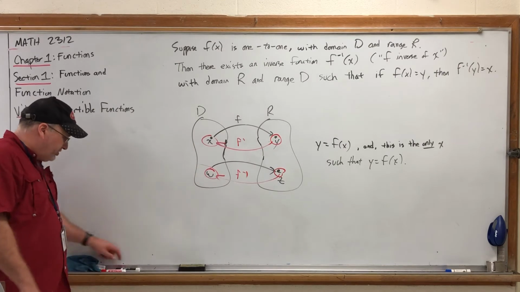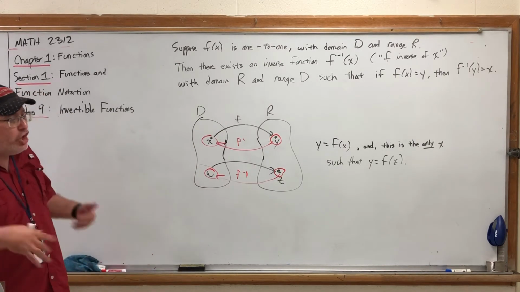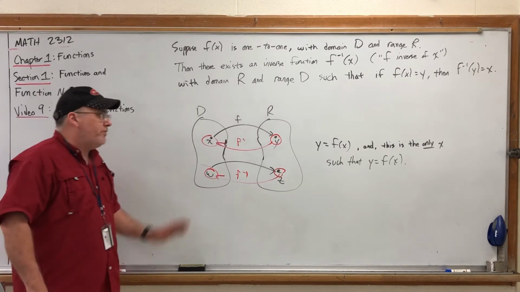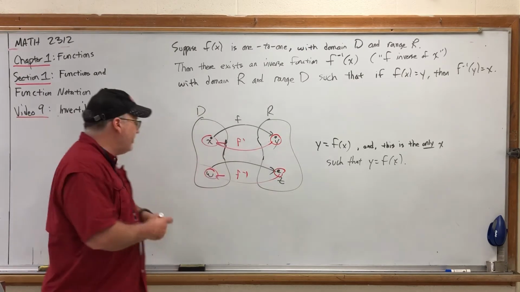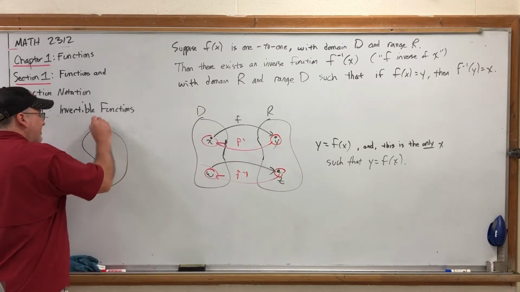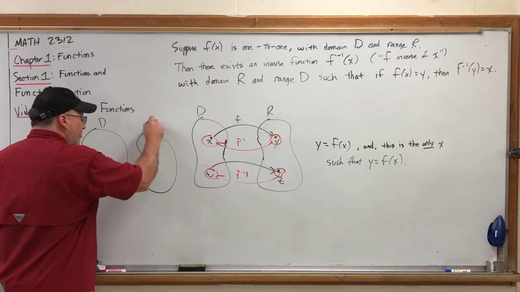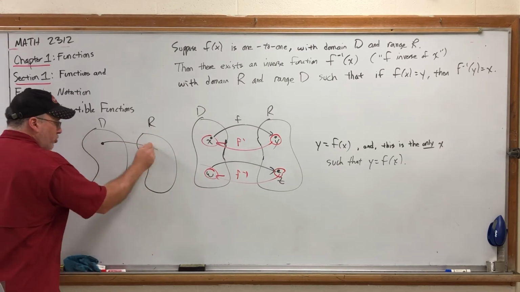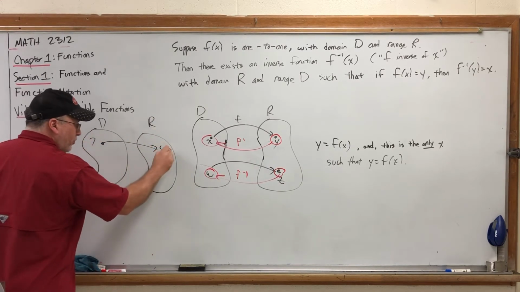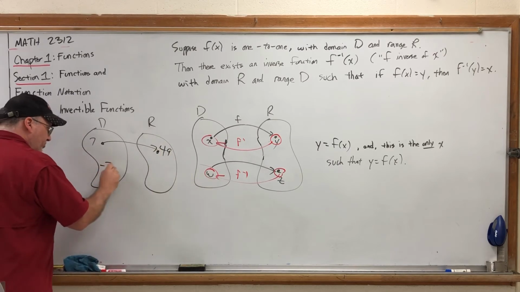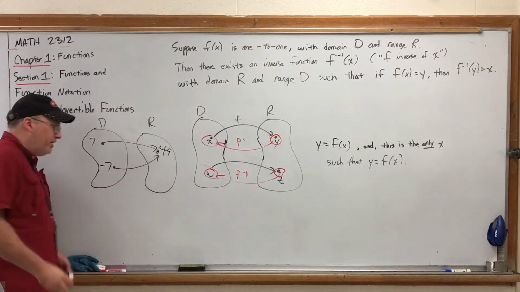So it undoes the original function, but it can only undo the original function if the original function was 1 to 1 to begin with. For example, go back to x squared. Remember x squared, it took 7, and when it squared it, what did it turn it into? 49. But it also took negative 7 and turned it into 49.